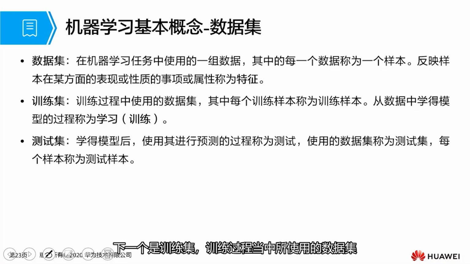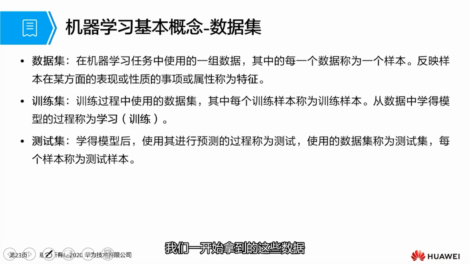Next is the training set. It is the data set used in the training process. The data we initially received is the biggest concept, which is the data set. So our data set needs to be split. The simplest way to split is into part training set and part test set. The training set is used for training. We just saw that we need to iterate the whole process, right? In the iterative process, time and time again, we use the training set data to continuously optimize the parameters inside our model.